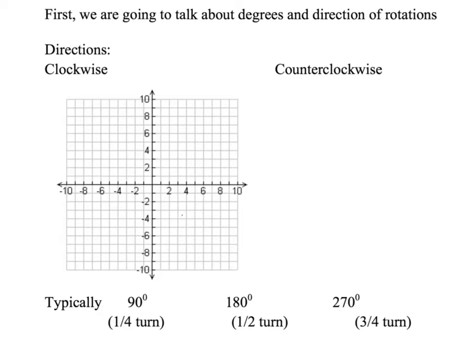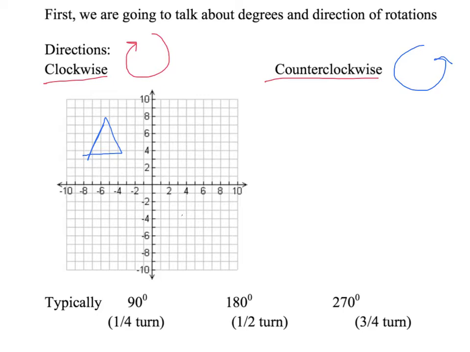Let's start talking about direction and degrees of rotation. We have clockwise and counterclockwise. Clockwise moves in this direction. Counterclockwise moves in the opposite direction. Now it's time to talk about degrees of rotation. Typically you will see either 90 degrees, 180 degrees, or 270 degrees of rotation. 90 degrees would be a quarter turn. 180 degrees would be half a turn, and 270 degrees would be 3/4 turn.